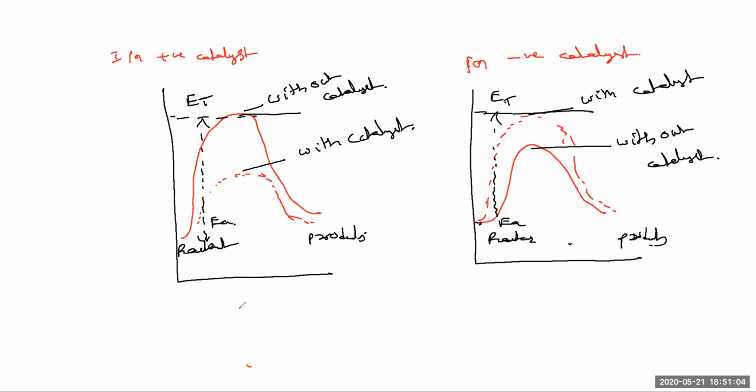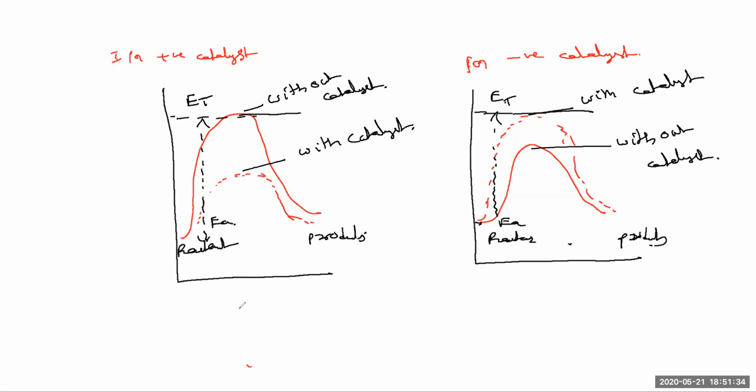Here also, the height in front, the activation energy of the reactants, does not belong to the reactants. It is the target of the reacting molecules. The target of the reacting molecules decreases by adding catalyst. Then the maximum number of molecules cross over this energy barrier and convert into products. Fine, understood or not? Hello?